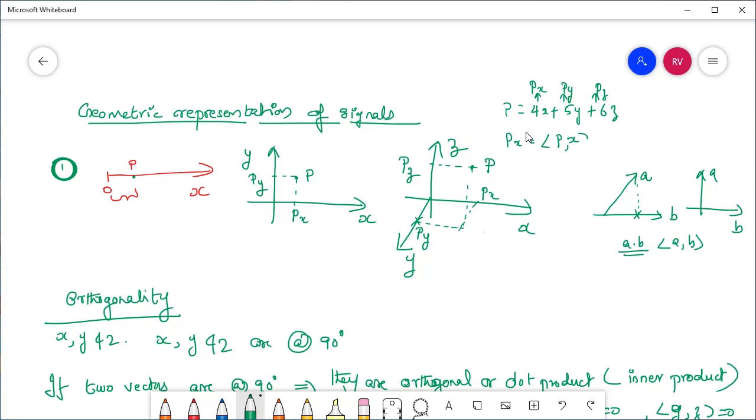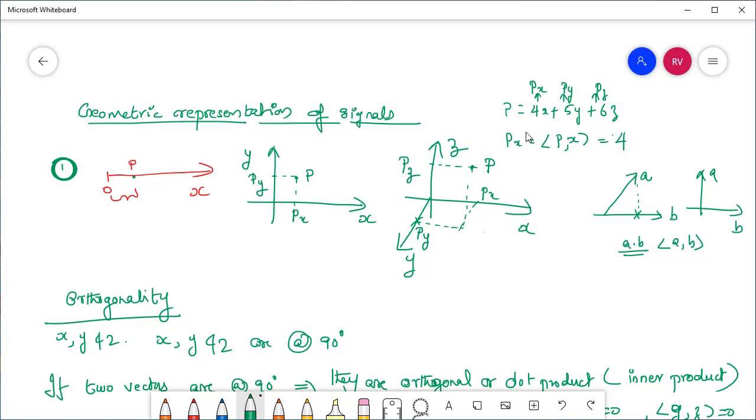That will give you px. Here p and x, find the inner product, you will get 4, right? Inner product means you just take the corresponding values, multiply them, and add them together.